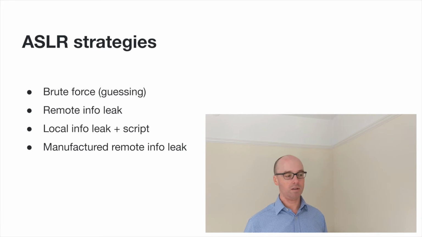And so the final possibility that I'm aware of for defeating ASLR is to manufacture an info leak. And so that's what I did in SANE. So let me show you the place in the code where I manufactured the info leak.